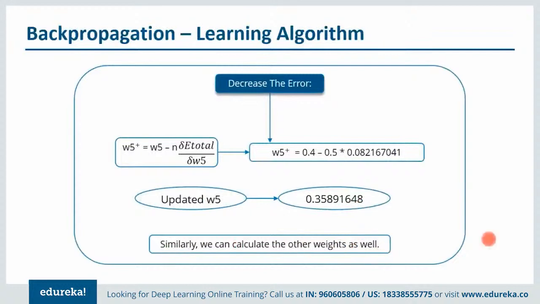So we're going to repeat the same process and calculate the other weights as well. Then again, we're going to see how much the loss is. If the loss still prevails, then we're going to repeat the same backpropagation learning algorithm again for all the weights. So this process will keep on repeating. This is how backpropagation actually works. We'll have a separate module in which we'll discuss backpropagation in much more detail.